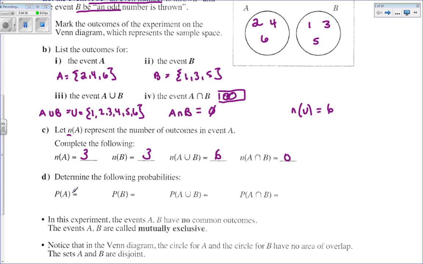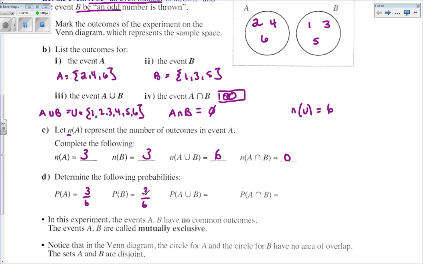So the probability of rolling an even number, the probability of event A, is 3 outcomes, so there are 3 even numbers that you can get out of a total of 6. Okay, and I'm not going to put that in lowest terms. I'm going to leave it as 3 over 6. Same thing for event B. The probability of rolling an odd number, you have 3 odd numbers out of a total of 6.